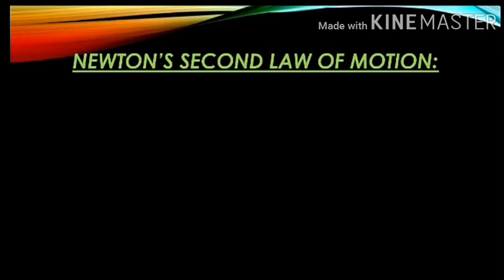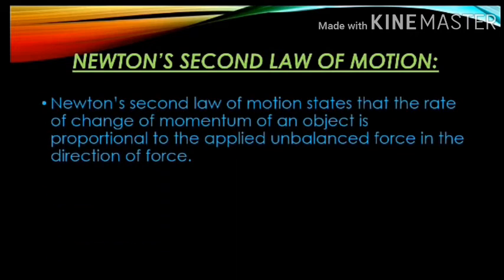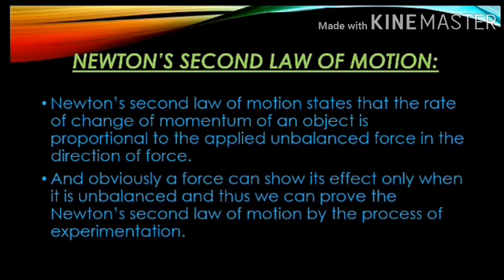Newton's second law of motion. Newton's second law of motion states that the rate of change of momentum of an object is proportional to the applied unbalanced force in the direction of force. And obviously, a force can show its effect only when it is unbalanced, and thus we can prove Newton's second law of motion by the process of experimentation.